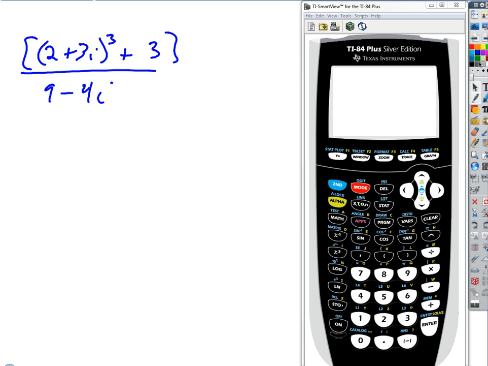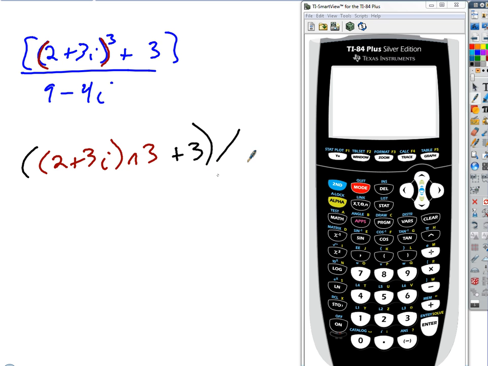So how am I going to enter this on my calculator then? I got to open a set of parentheses for the whole numerator. Then I got to do this quantity cubed, right? So I got to open another set of parentheses for those ones right there. 2 plus 3i, cubed, plus 3, close the numerator, divided by the denominator, 9 minus 4i, right?